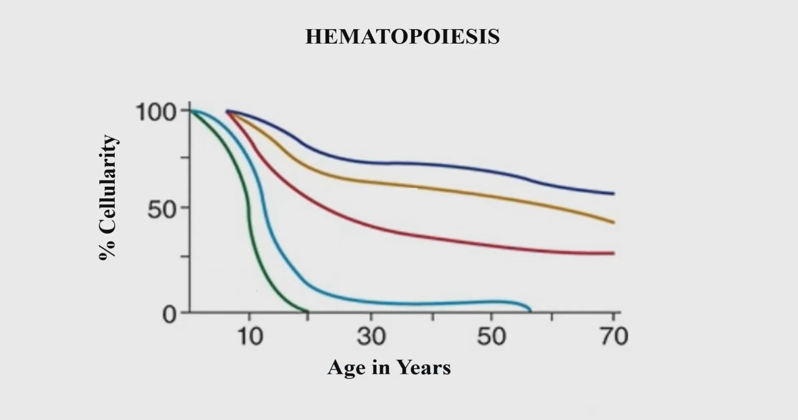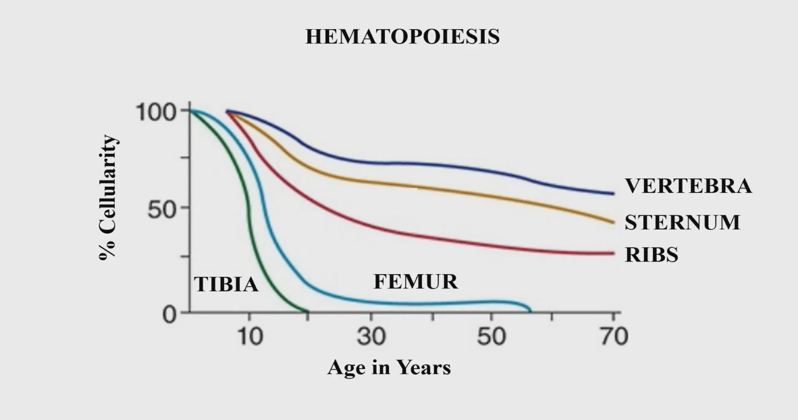Let us see the production of the cells called hematopoiesis. Actually, the production happens, it decreases as the age increases. At the earlier days, tibia contribute more for production of the blood cells, followed by femur, which contributes up to 50 years. And after 20 years, it is in the hands of vertebra, sternum, or ribs to produce the blood cells. So this is the short information of the composition, functions, and hematopoiesis about the blood.